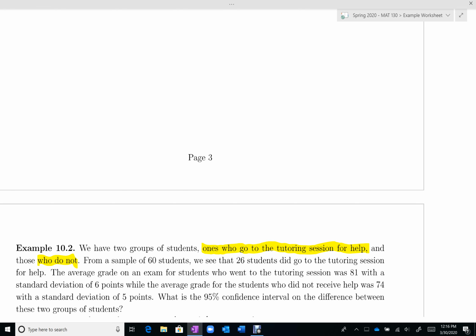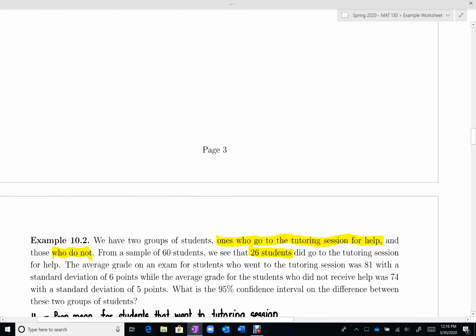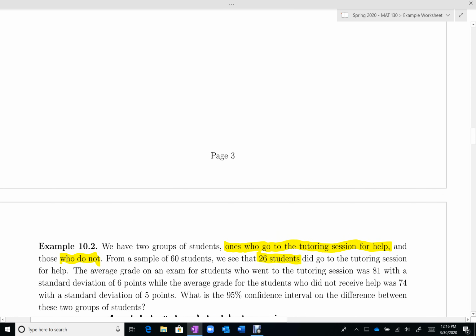And we picked out a random sample of 60 students, and we see that 26 students did go to the tutoring session for help, which leaves us with the remaining 34 that did not. From this sample, we computed the average grade on an exam for these students, and the summary statistics were as follows. For the 26 students that went to tutoring session, their sample mean was 81 with a standard deviation of 6 points, while the average grade for the students that did not go to the tutoring session was 74 with a standard deviation of 5 points.